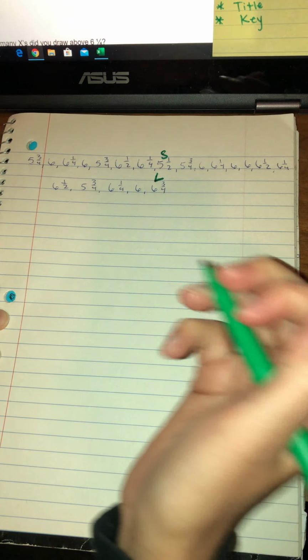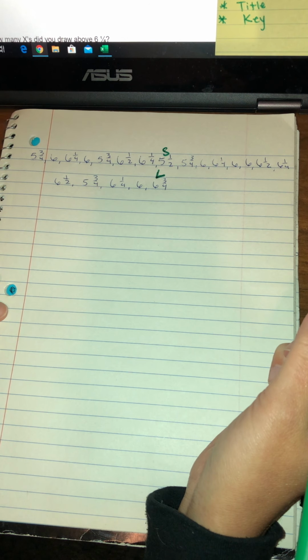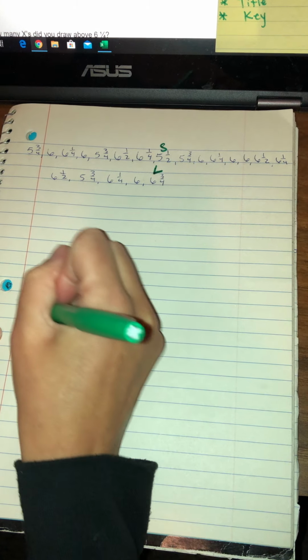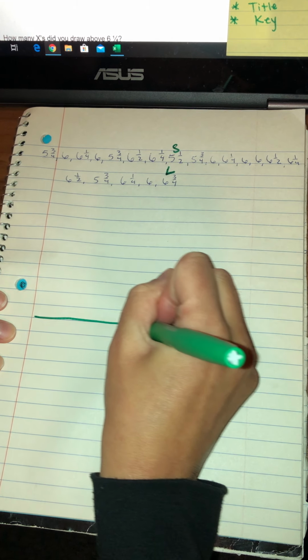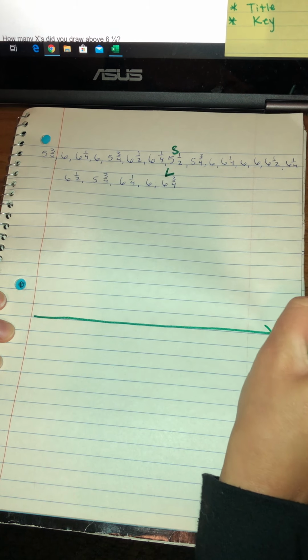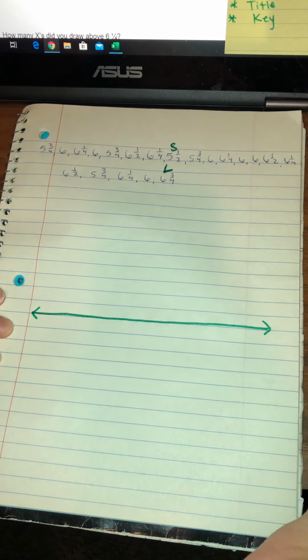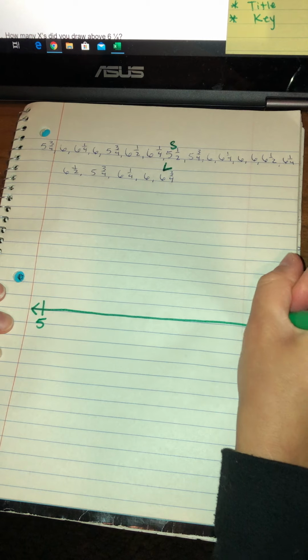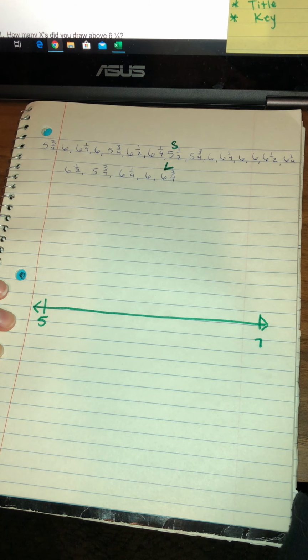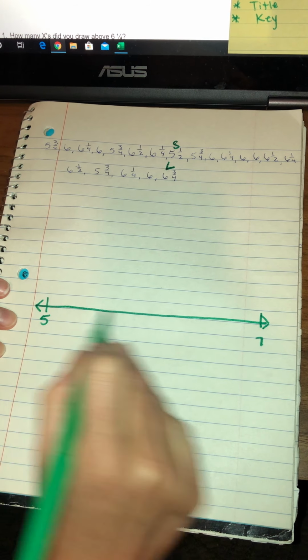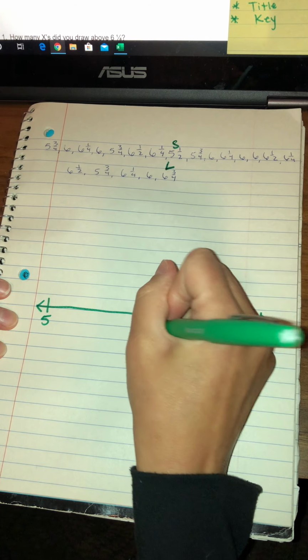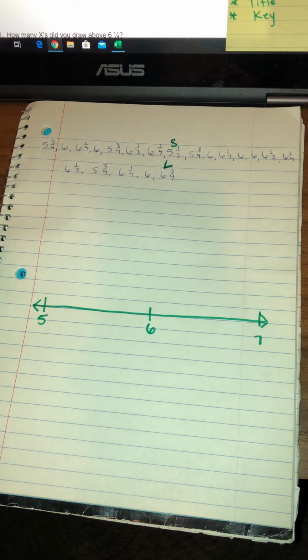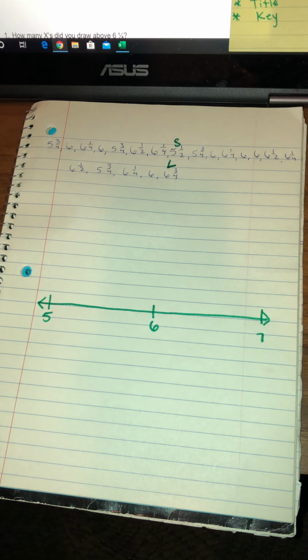So I'm going to put my whole numbers on the scale first. I'm going to draw a nice, really big line down here. I'm going to give myself plenty of room on the page. I'm going to put a 5 over here and a 7 at the end. I know right in the middle of 5 and 7 is 6. So I'm going to put a 6 right there in the middle.